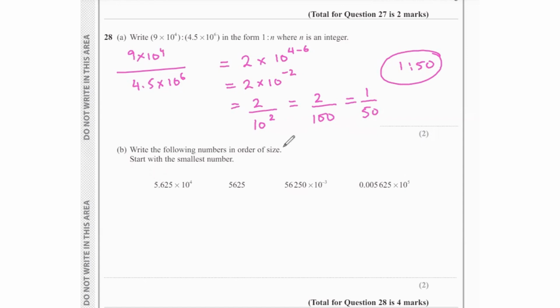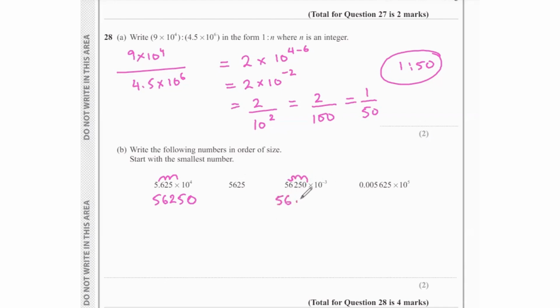Then it says write the following numbers in order of size, starting with the smallest number. Let's rewrite these in ordinary form. 5.625 times 10 to the power of 4 means that we move the decimal 4 places to the right, so 56,250. This is already in ordinary form. Then 56,250 times 10 to the power of negative 3: we move the decimal 3 places to the left.